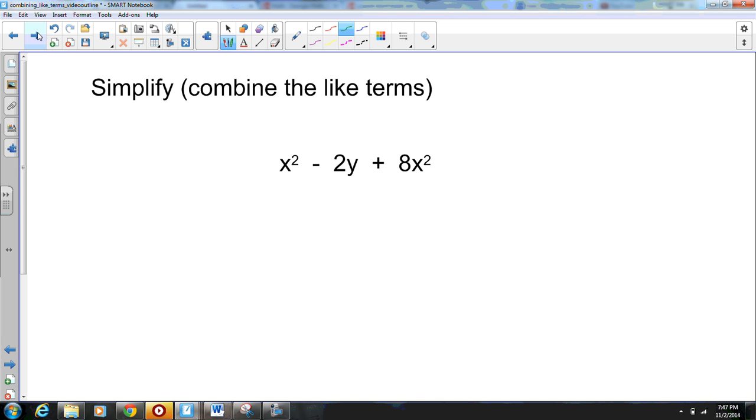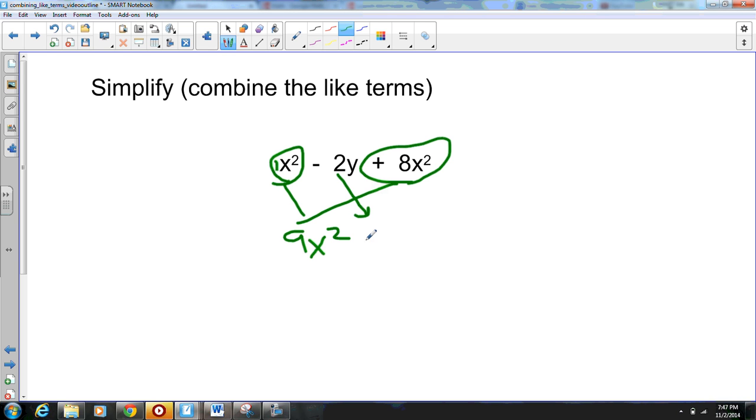Simplify the like terms, which means combine the like terms. So simplify and combine the like terms. Looking at this expression, we have x to the second power and its like term of 8x to the second power. And so we're going to do the sneaky 1 that's in front: 1 plus 8, which is 9x squared. And this minus 2y does not have a like term, so we will bring it straight down, including the subtraction sign. Minus 2y. Therefore, my simplified expression after combining the like terms is 9x to the second power minus 2y.